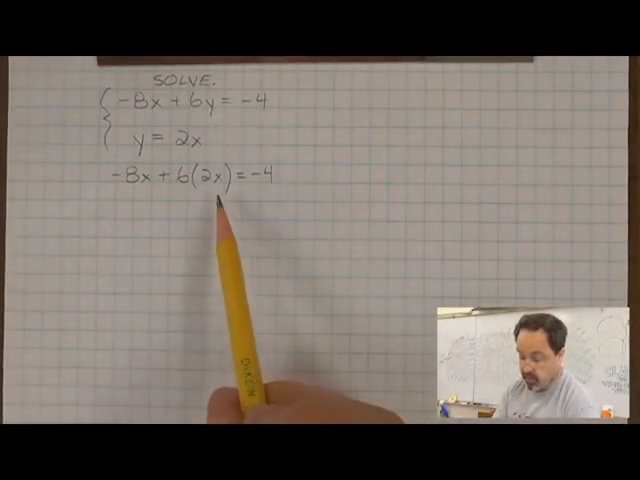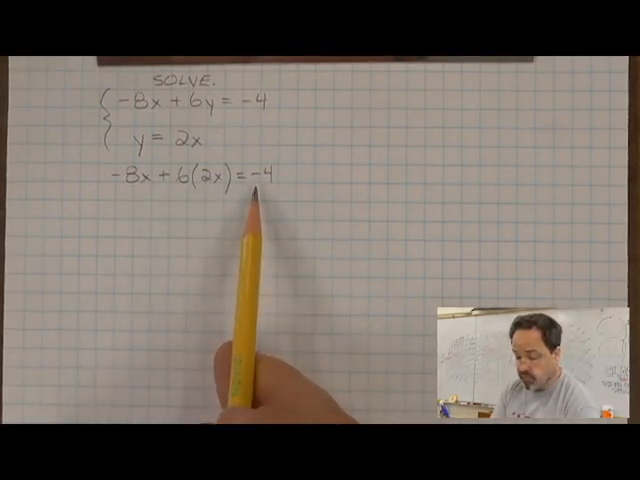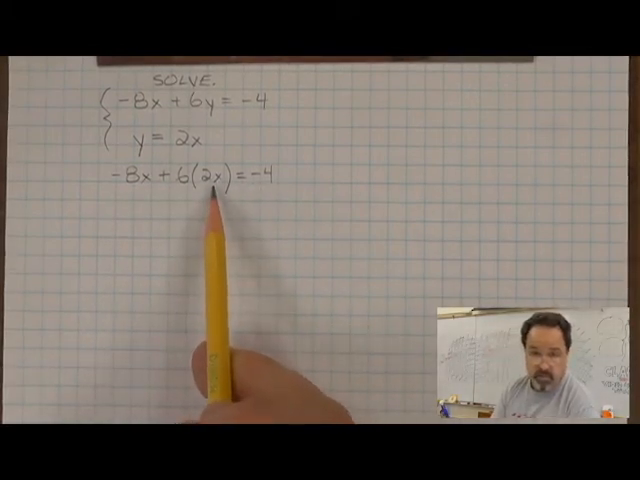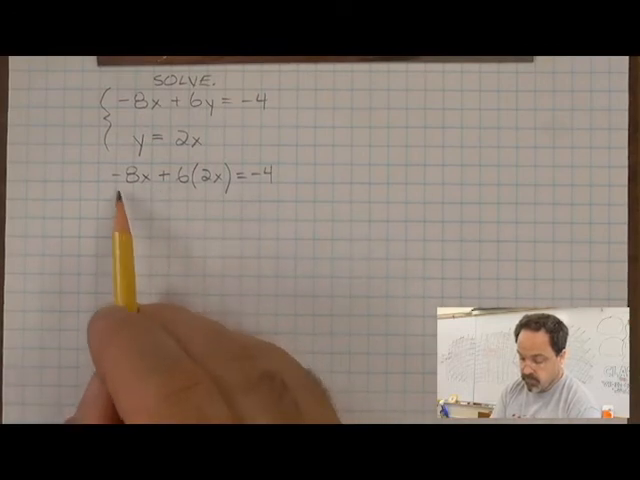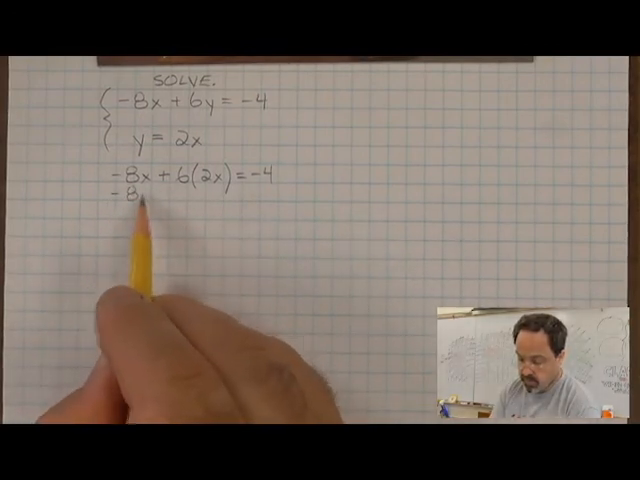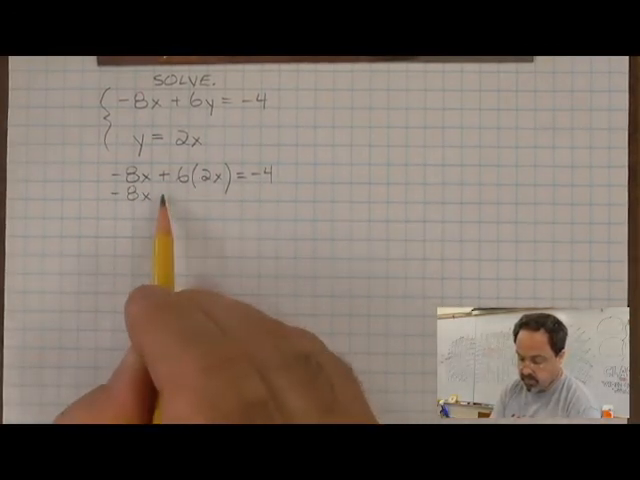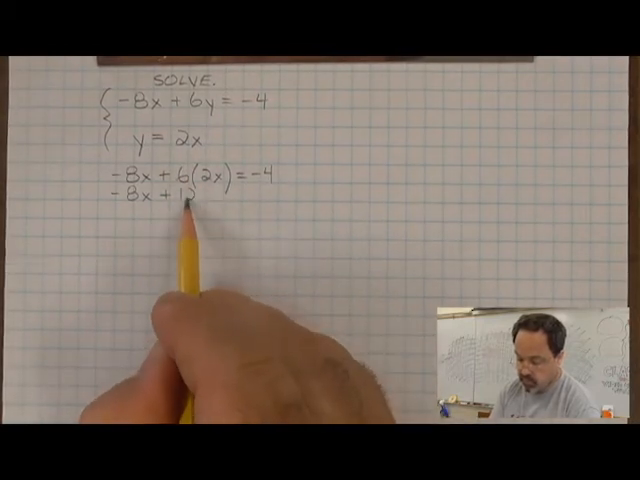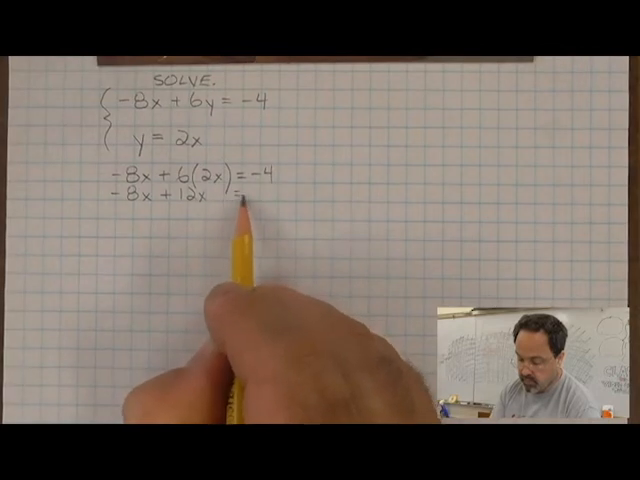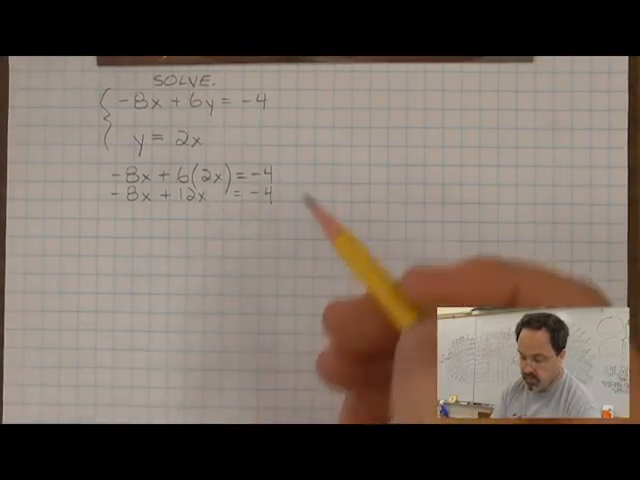Look what I have. After the substitution, I have an equation with just x in it. So I can use the algebraic process to solve for x. And when I do, I'm going to find its value. Next line of work, negative 8x. I'm going to distribute the 6 times the 2x, which makes it 12x. And this is still equal to negative 4.